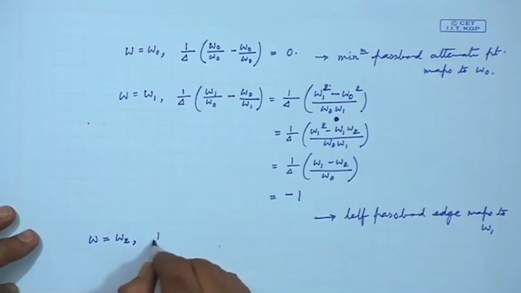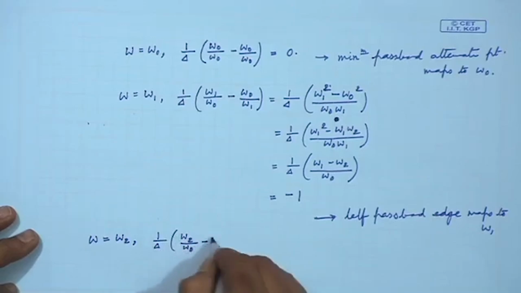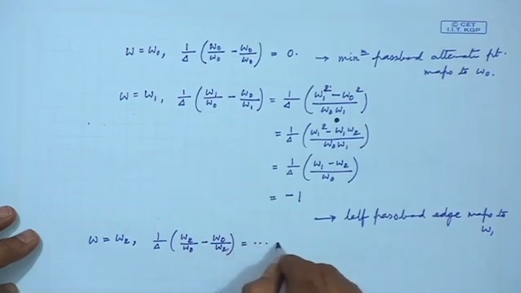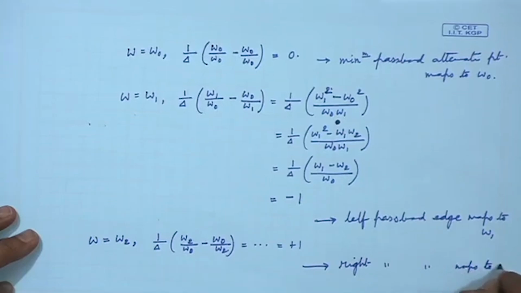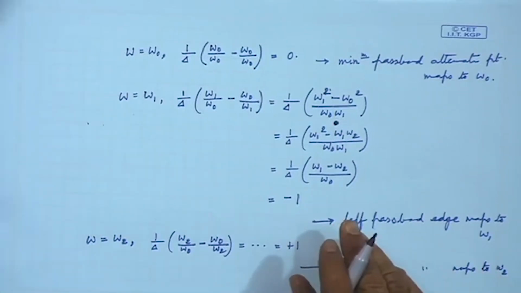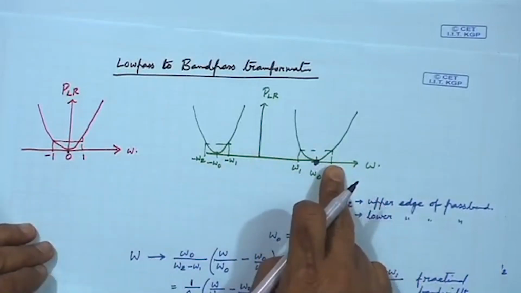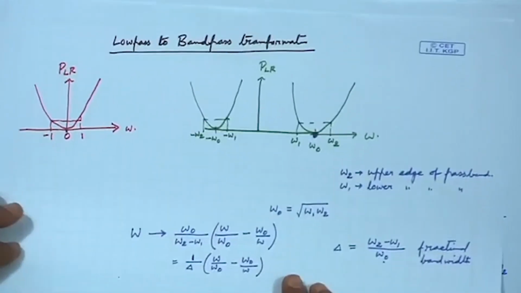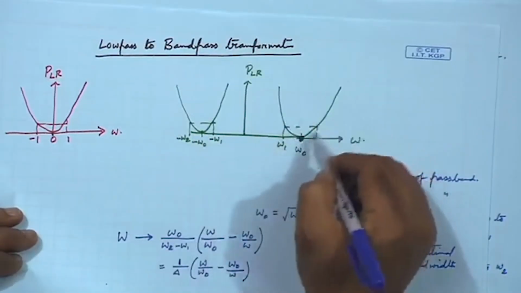the whole thing, 1 by delta into omega 2 by omega naught minus omega naught by omega 2, that becomes plus 1. So, I can say that the right passband edge maps to omega 2, and you get a graph like this. So, this is exactly here. Now, this completes this part.